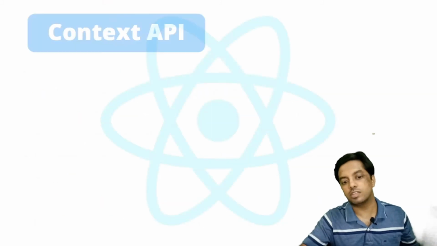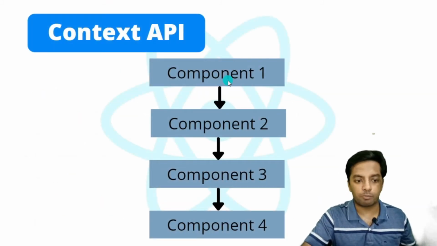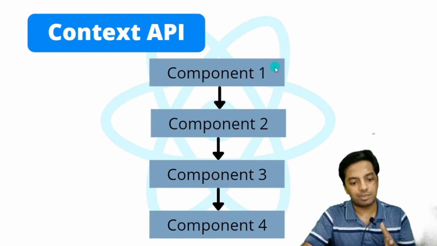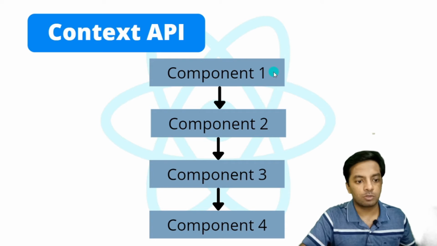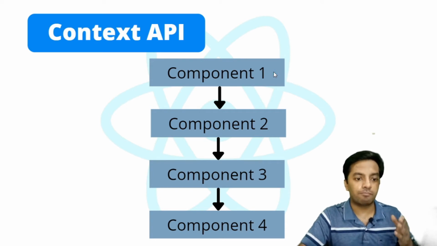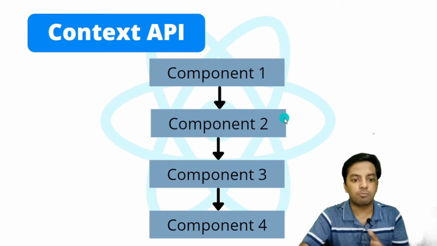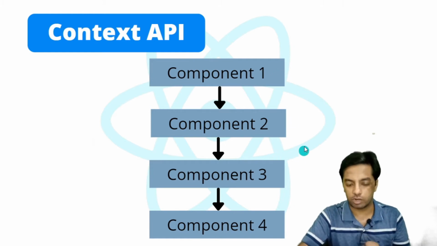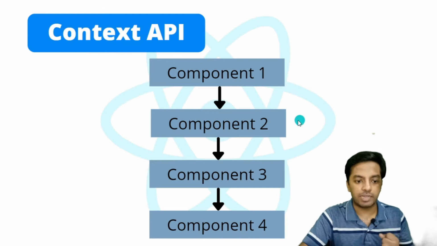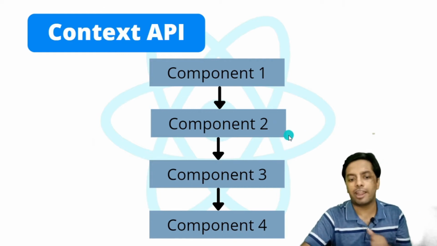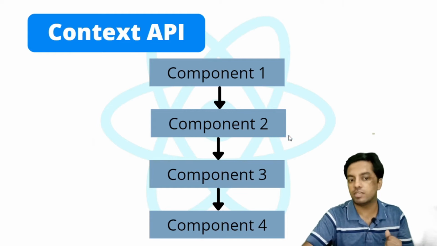So let's understand this with an example. There are 4 components. Component 1 has a property, let's say count, that needs to be accessed by component 4. So what we would have done is pass that property from component 1 to component 2, from component 2 to 3, and from 3 to 4, and then used it in 4. But component 2 and 3 don't use it, so it is just unnecessary usage of space and we are unnecessarily increasing the code base.